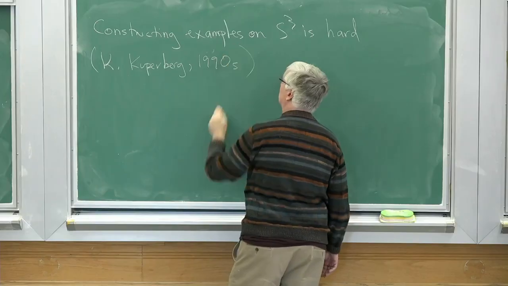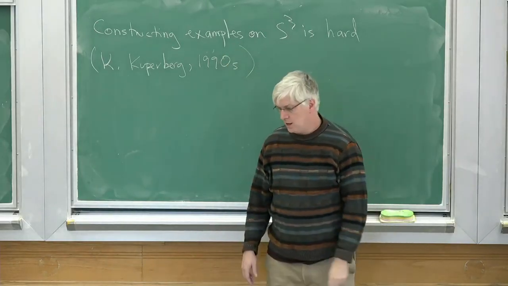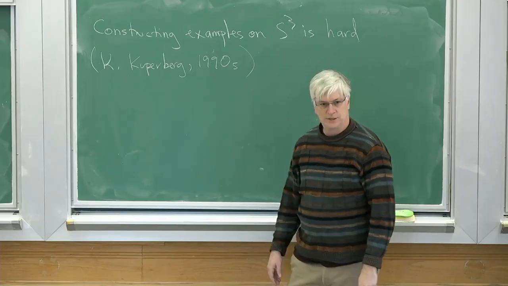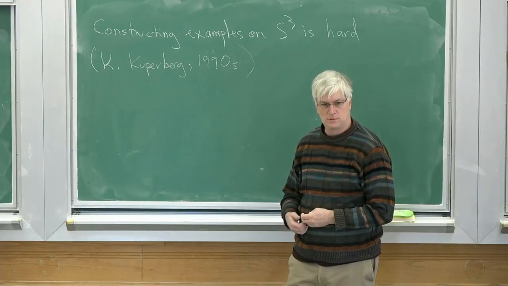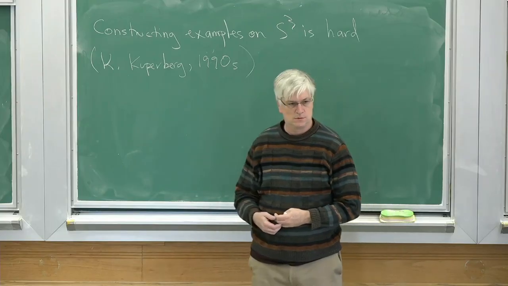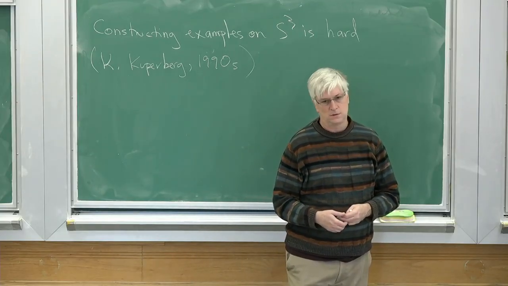In the 1990s. So examples do exist. Now, yes. What's the point? The S3 is a Lie group, so there are no translation invariant examples, and that's sort of why constructing them is hard. Like, this example is translation invariant.